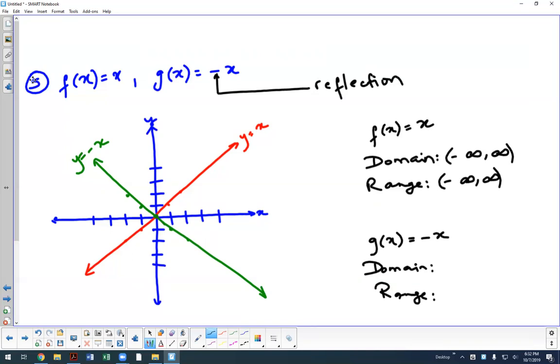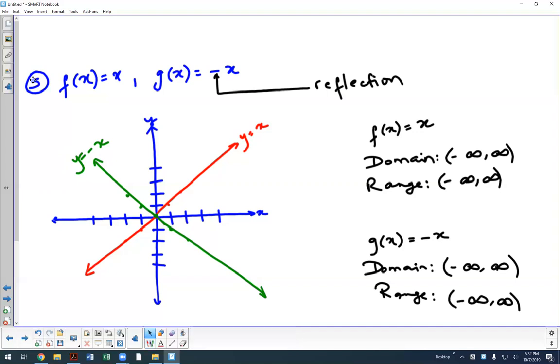It doesn't, because even though the reflection happened on this green graph, this arm is still going to go towards positive infinity, this arm is still going to go towards negative infinity on the x-axis. And then of course, since this arm is going down, it's going towards negative infinity on the y-axis, and this arm will be going up to positive on the y again. So for both functions, domain and range are the same intervals, negative to positive infinity.